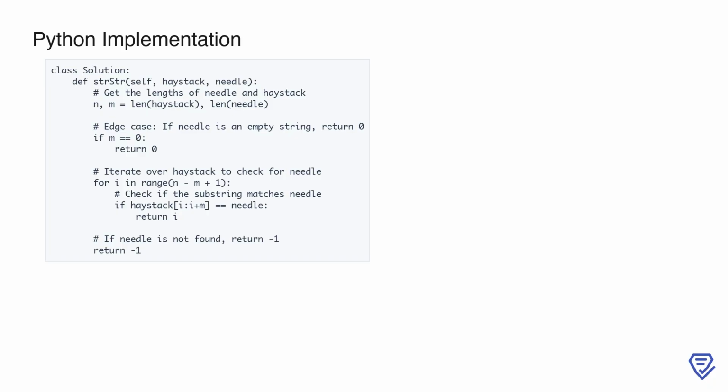If the loop completes without finding a match, it means needle does not occur in haystack, so the function returns -1. This solution works efficiently because it avoids unnecessary checks beyond the valid range of haystack and performs substring comparisons directly. The time complexity is O(n*m) in the worst case, where n is the length of haystack and m is the length of needle. However, in practical scenarios where m is small, the performance is often sufficient for solving the problem.